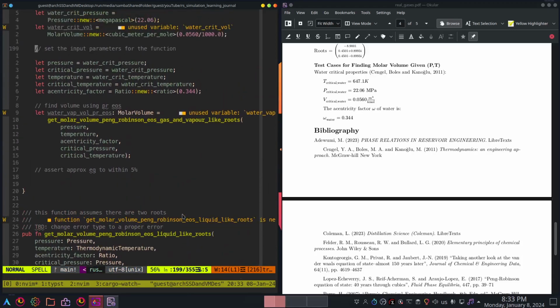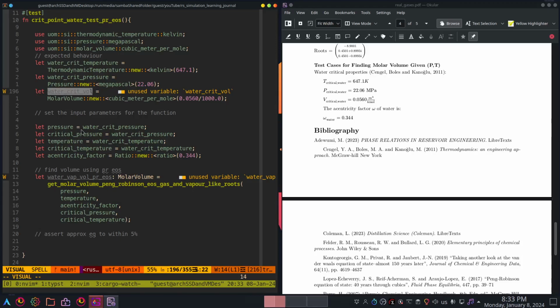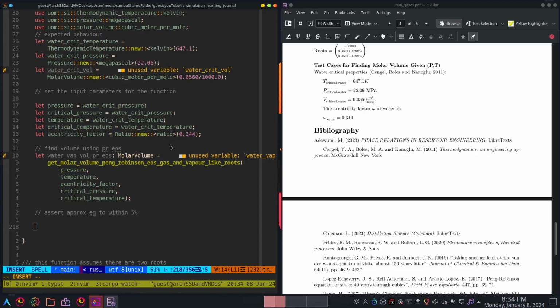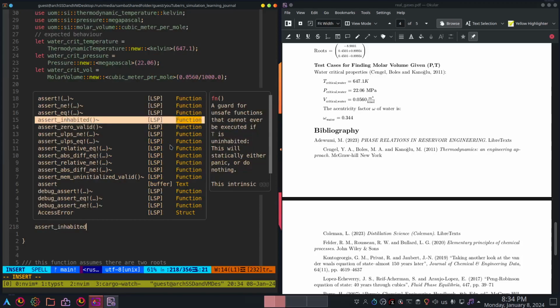Okay, so what am I doing here again? I have water critical volume data, which is tabulated from a thermodynamics textbook, and I am using the Peng-Robinson equation of state to get the water vapor volume. These are molar volumes, given the critical temperature, pressure, and so on. If these two match within a certain error, I think this code is working pretty okay. So this is at the critical point. Okay, so let's try that.